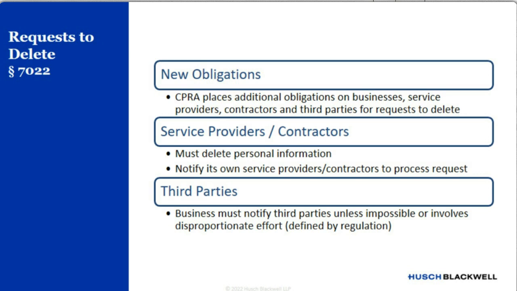Now, there is this caveat that a business does not need to notify a third party if it is impossible or involves a disproportionate effort. So the regulation defines a disproportionate effort as when the time and the resources expended by the business to respond to the request significantly outweigh the benefit provided to the consumer by responding to the request. It's important to note that the regulations state that a business that has failed to put in place adequate processes to comply with consumer requests can't then use this disproportionate effort claim. Also, if a business does claim that notifying third parties is impossible or involves disproportionate effort, the business still must provide an explanation to the consumer.